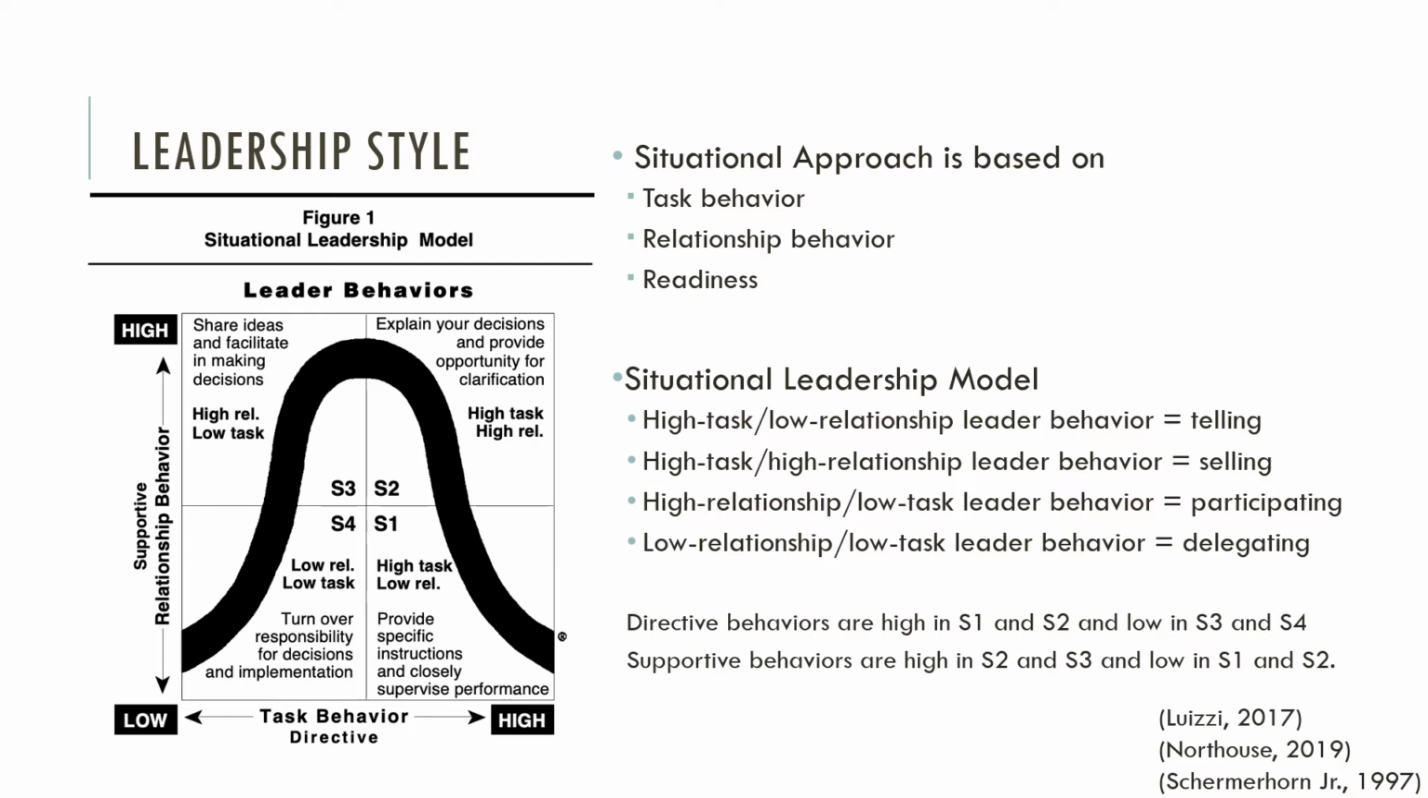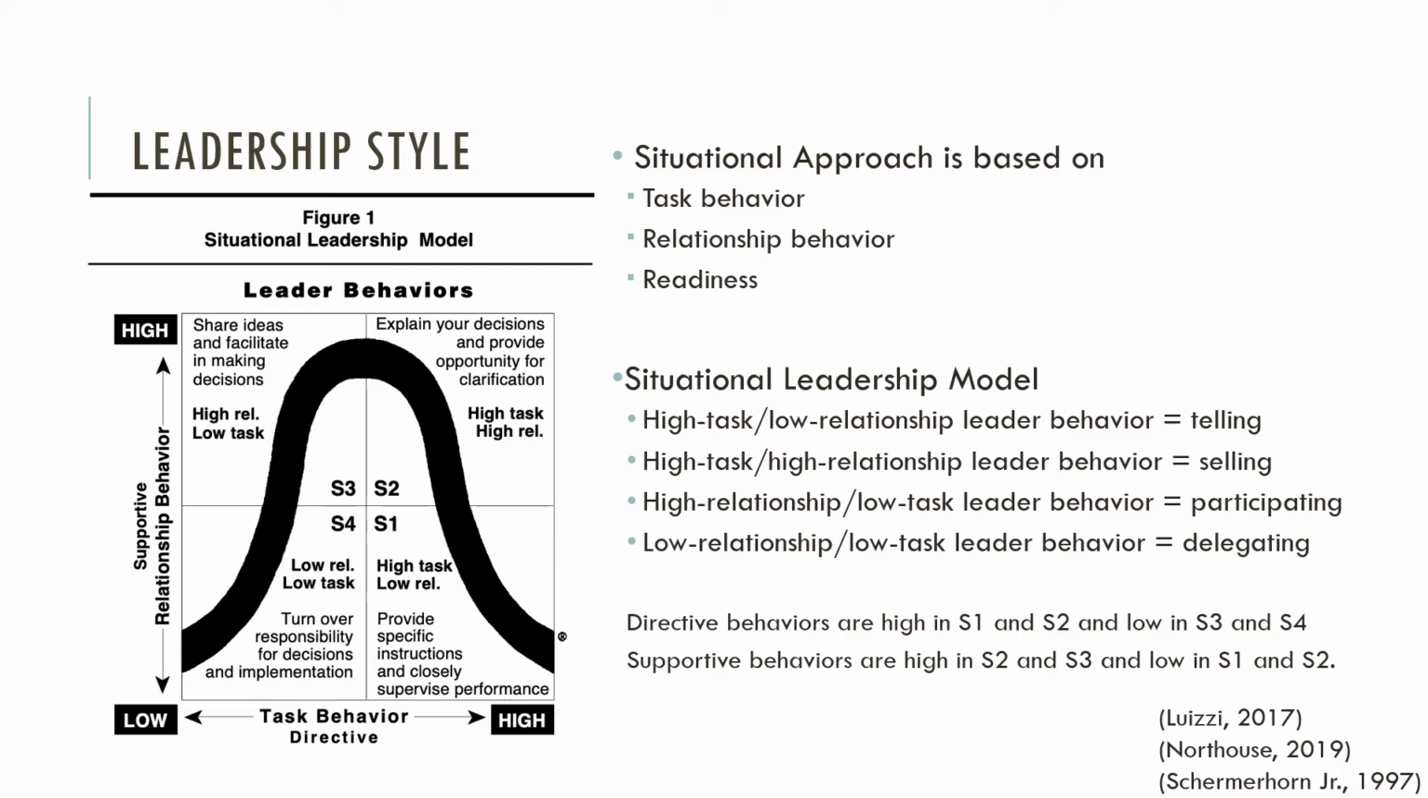So if you look at the diagram on the left, this shows a bell-shaped curve and the four styles of situational leadership. The bottom right box, or the one labeled S1, represents high task, low relationship leader behavior, which is characterized as telling because this style is identified by one-way communication in which the leader defines the role of followers and tells them what, how, when, and where to do various tasks.